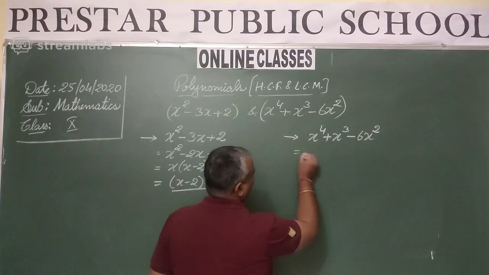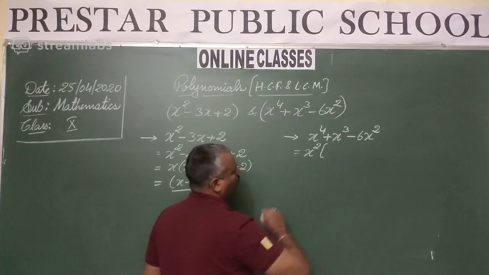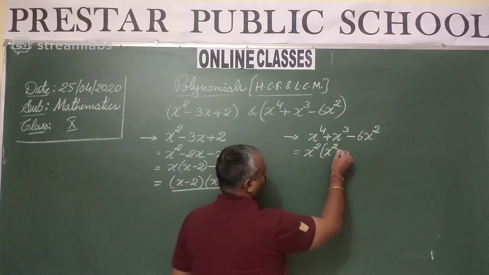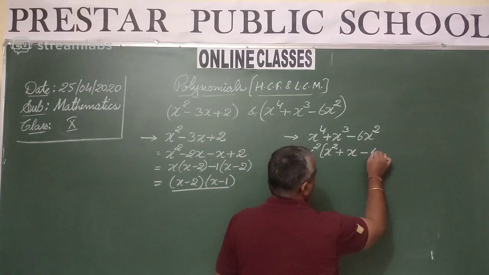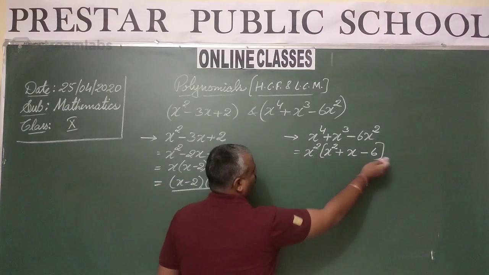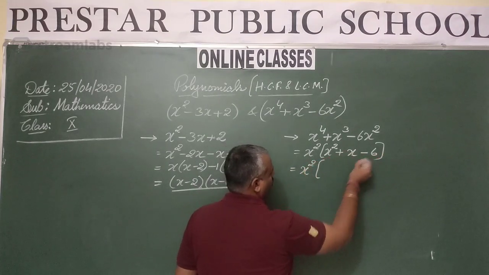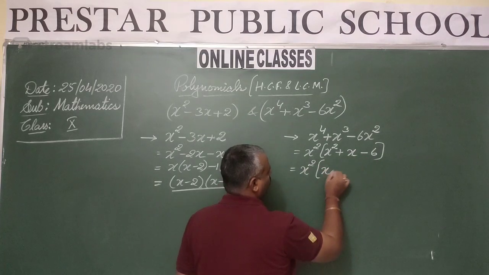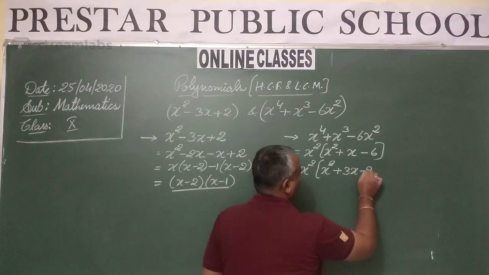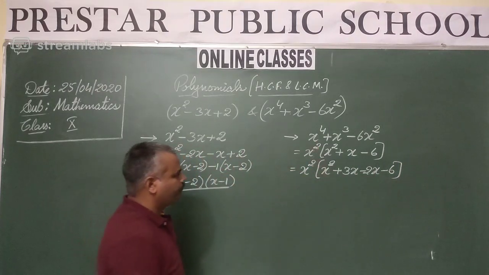Second expression, if you see, first of all, in all the three terms, the variable x is there. So we will have x squared common, and in the bracket you will be left with x squared plus x minus 6. Now here you can further factorize this part. So x squared will be kept as it is. Factorizing this part, the two numbers which we need are plus 3 and minus 2. So plus x will be written as plus 3x minus 2x minus 6. We are factorizing it by splitting the middle term.